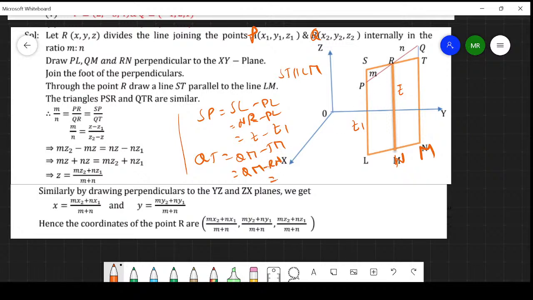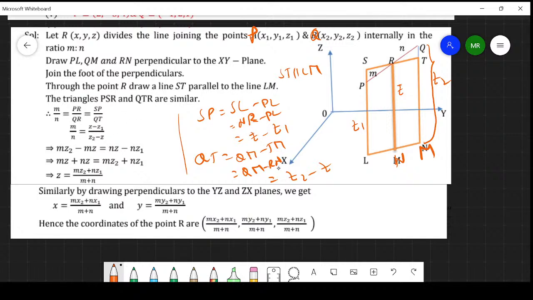What is QM? QM is the full line from Q to M, and that point is Z2. So I can write Z2 minus what RN is, which is Z. You will get Z2 minus Z. Like this. Sir, can I write directly? Yes, you can write it.